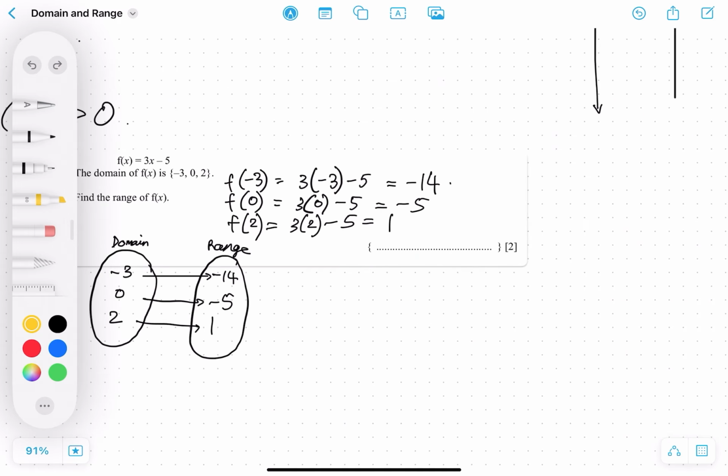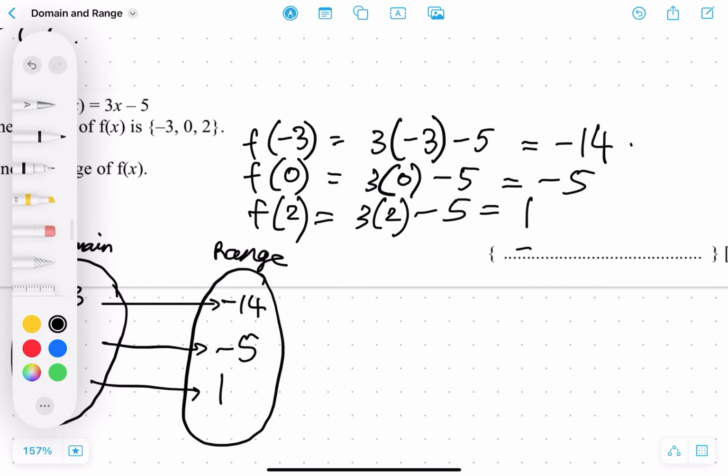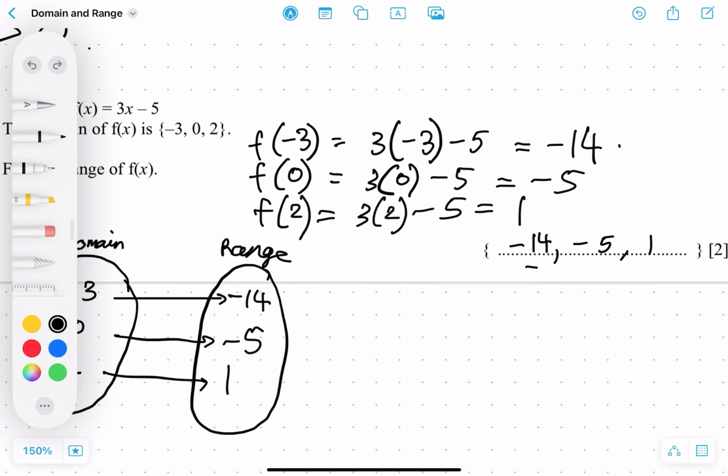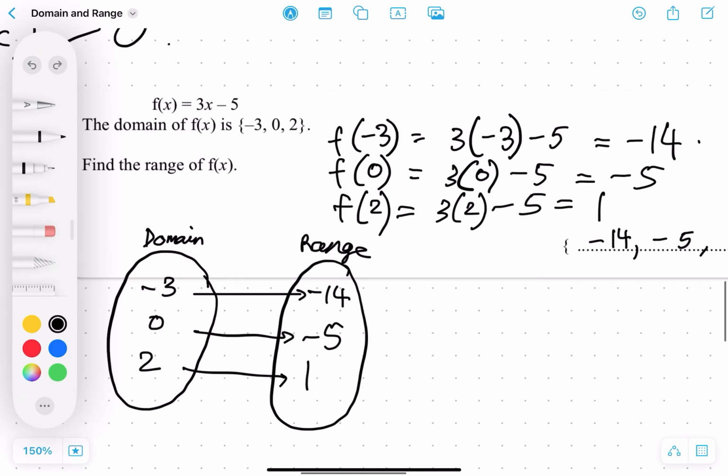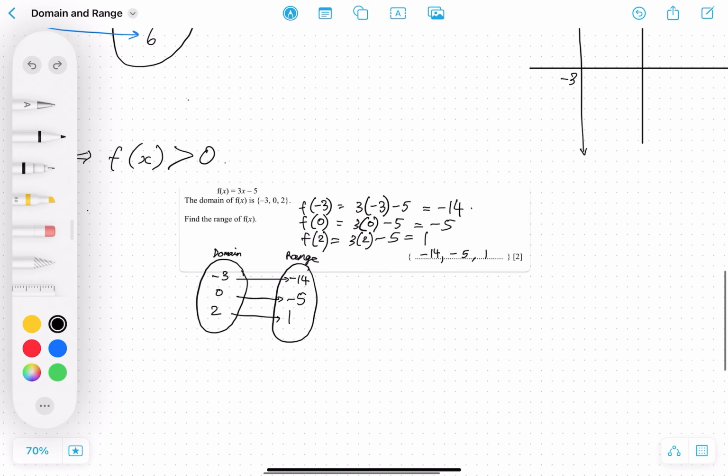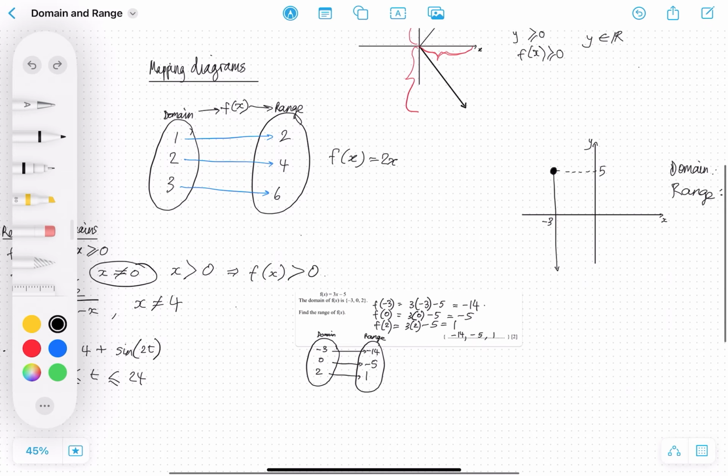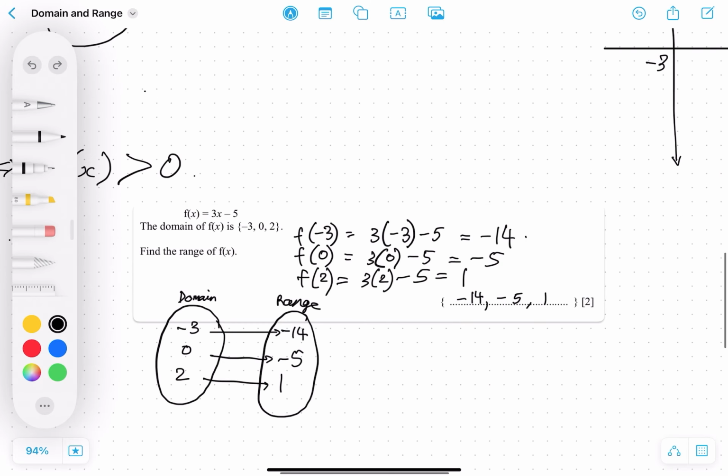And so we write the range like this. And it's important that you write them in this order because we're given the domain in this order as well. So they must correspond to one another. And so yeah, that's how you would work through that past paper question. You might get something similar to that in your exams.